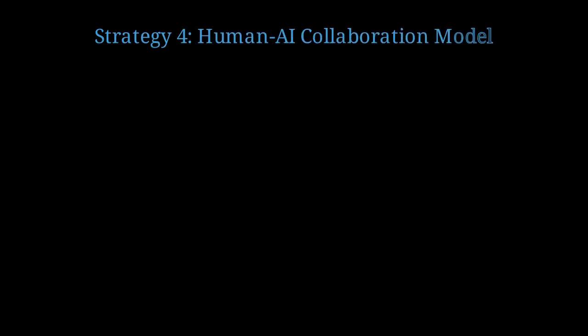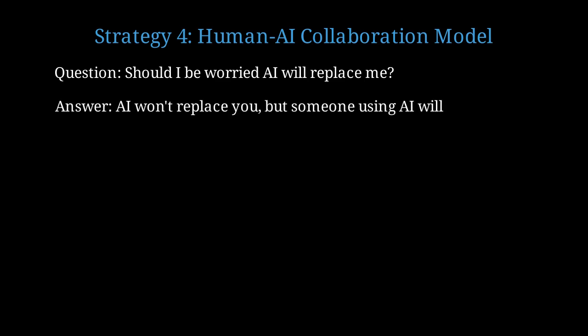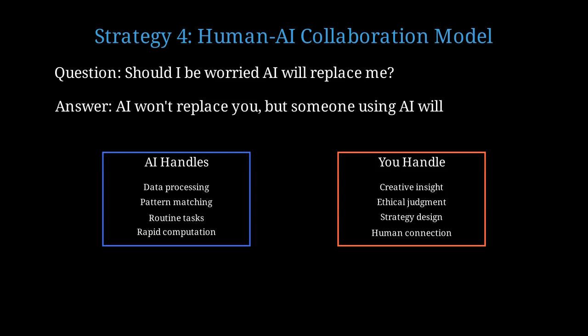Strategy 4. Embrace the human-AI collaboration model. This is the future of work and learning. You might be asking, should I be worried that AI will replace me? The answer is nuanced. AI won't replace you, but someone who effectively uses AI will. The key is to become excellent at human-AI collaboration. The optimal division: let AI handle data processing, pattern matching, routine tasks, and rapid computation. You focus on creative insight, ethical judgment, strategic design, and human connection.